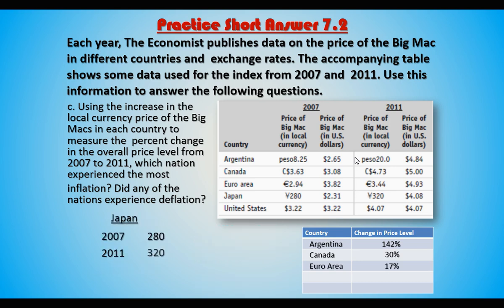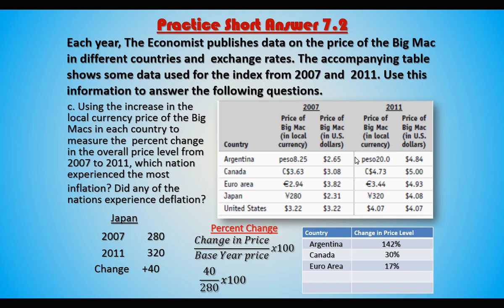Japan, again, 280 yen up to 320 yen. So the difference there obviously is 40, right? So we take that as a proportion of the base year price, multiply it by 100, and that's going to get us to 14%. So they had 14% inflation in Japan based on the Big Mac index.